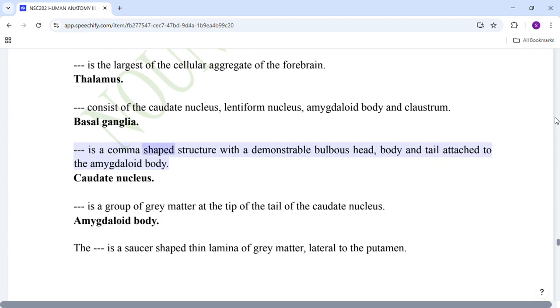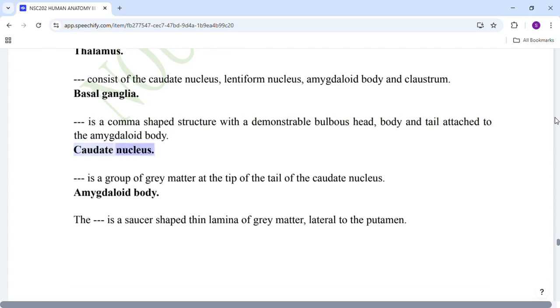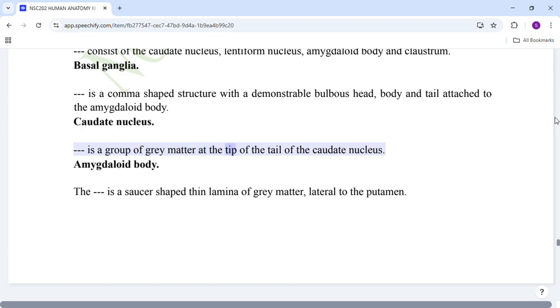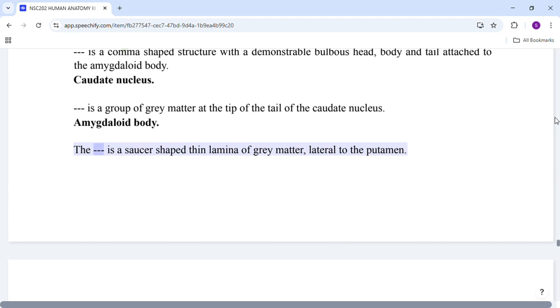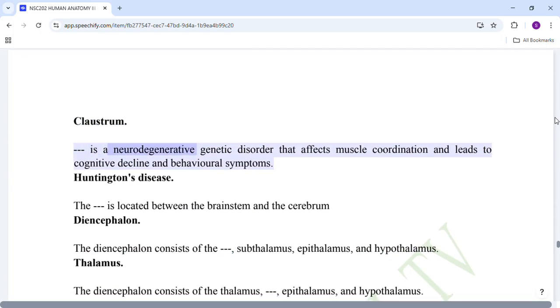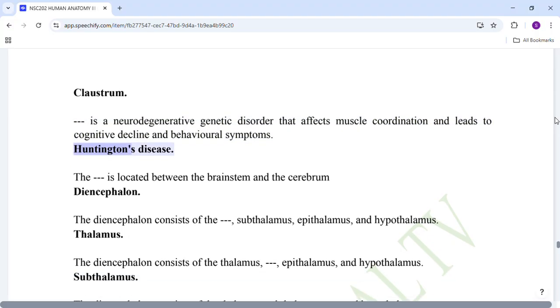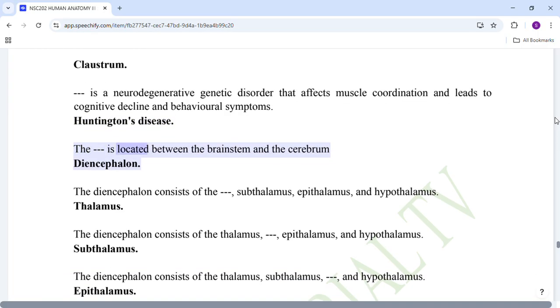The caudate nucleus is a comma-shaped structure with a demonstrable bulbous head, body, and tail attached to the amygdaloid body. The amygdaloid body is a group of gray matter at the tip of the tail of the caudate nucleus. The claustrum is a saucer-shaped thin lamina of gray matter, lateral to the putamen. Huntington's disease is a neurodegenerative genetic disorder that affects muscle coordination and leads to cognitive decline and behavioral symptoms.